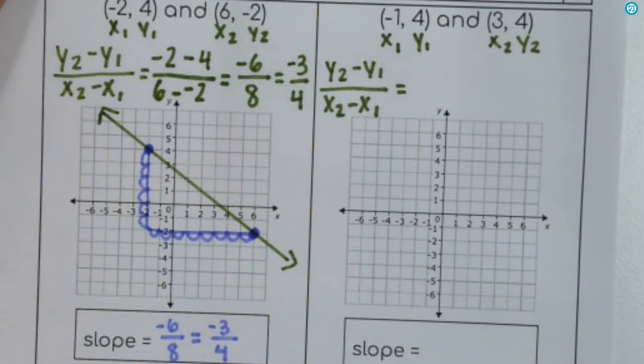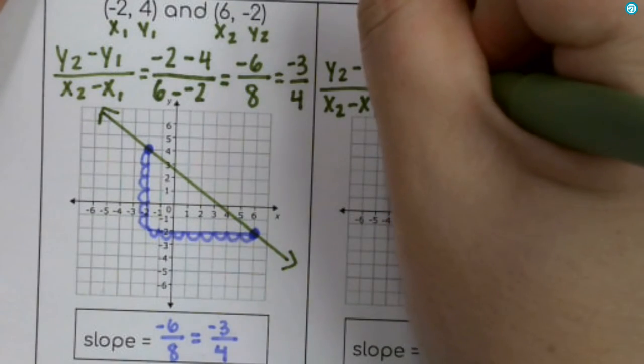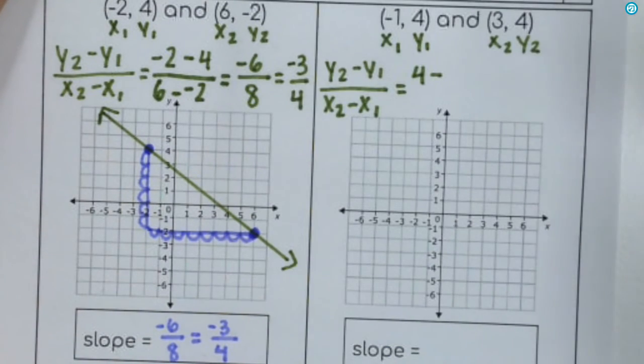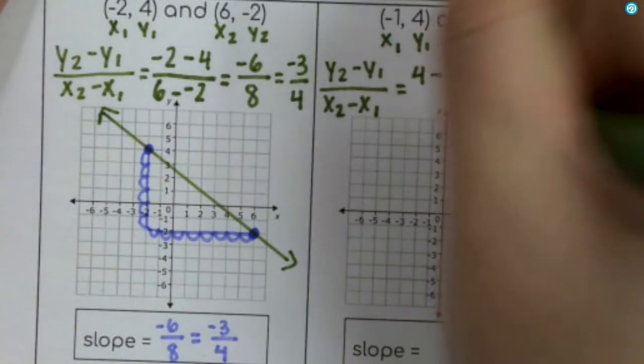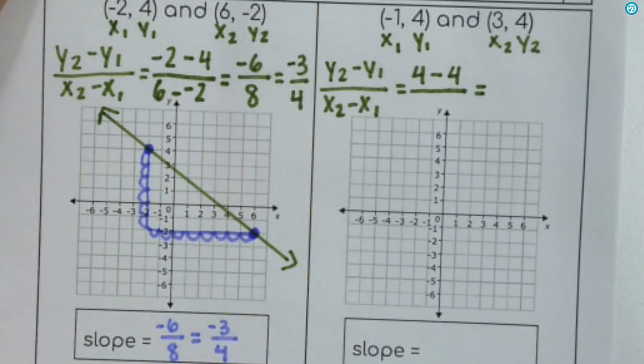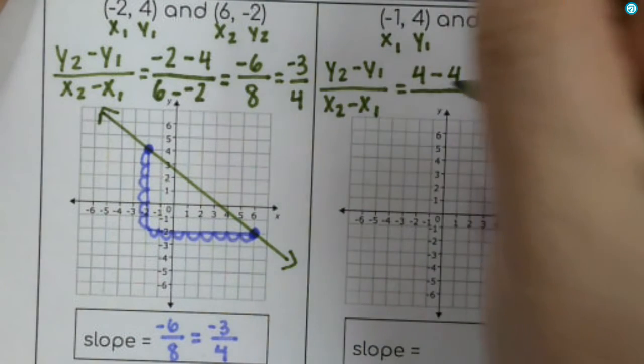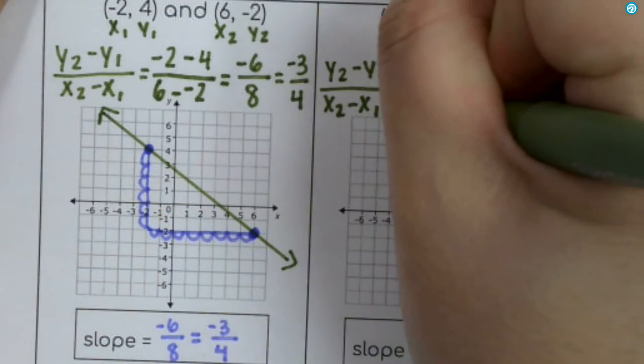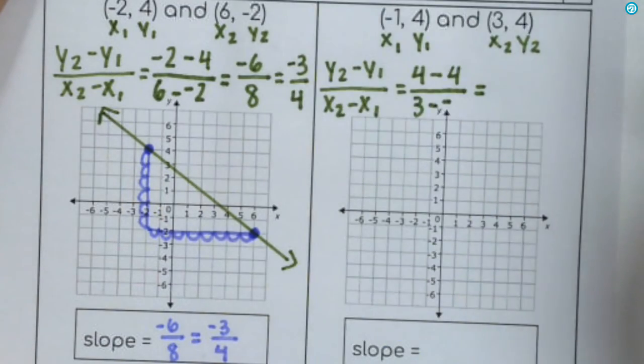On the top, what is y2? 4. Minus, what's my y1 value? 4. So I've got 4 minus 4 on top. And then on bottom, what is my x2 value? x2 is 3. Good job. Minus negative 1. So it's 3 minus negative 1. Yeah, because x1 is negative.